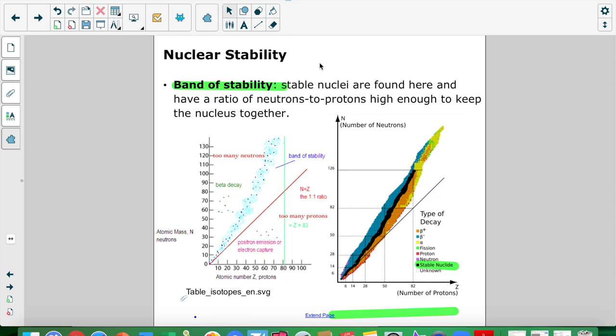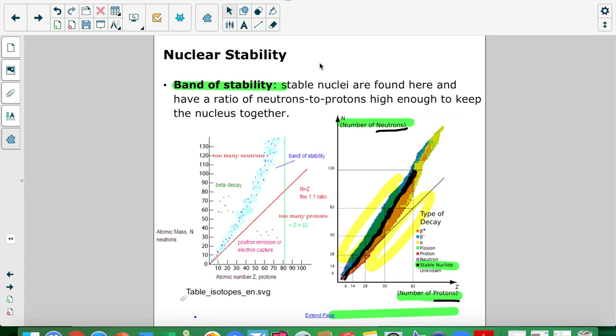Now, if the ratio of protons to neutrons falls outside the band of stability, so it falls either in this area or in this other area, then we're going to have an unstable nucleus. So again, the band of stability is the section that you see over here that shows you the ratio of protons to neutrons, and as long as this ratio falls in this black section here, that's going to be a stable nucleus. But anything that is outside that, like below or above, is going to be unstable.